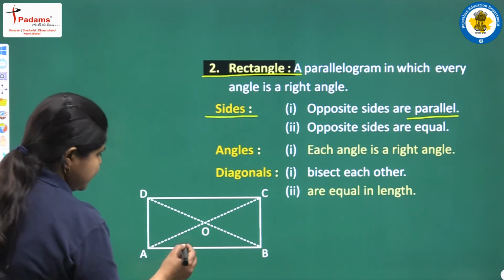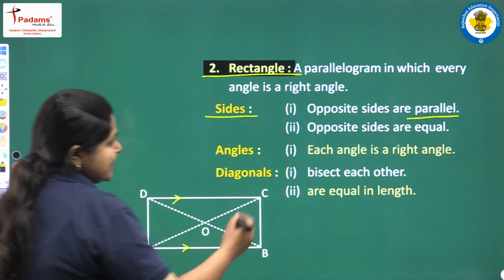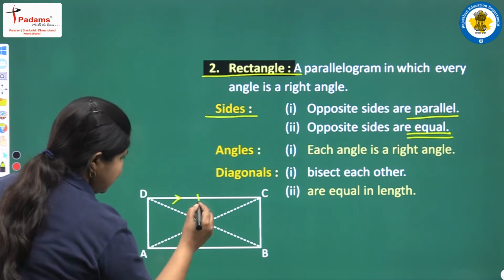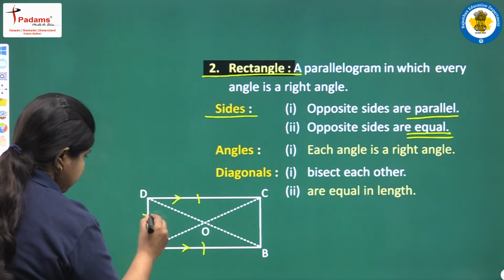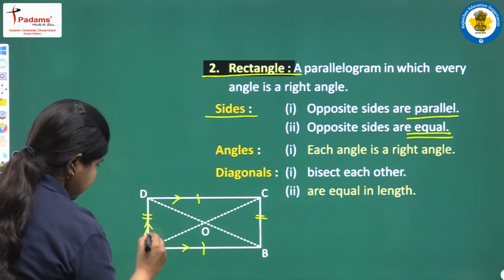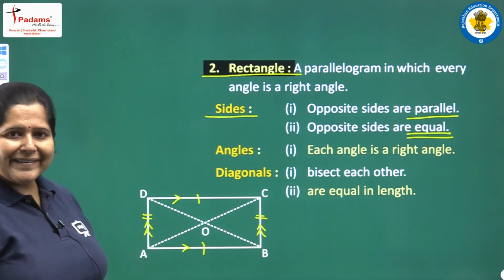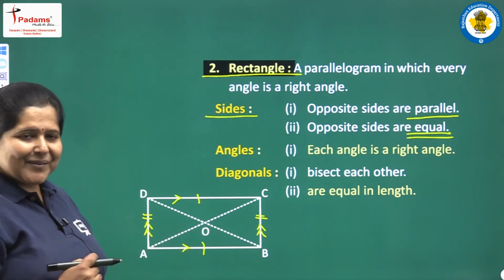We can see here this side AB is parallel to DC. The opposite sides are equal as they are in a parallelogram. DC and AB are equal. Here AD and BC are equal. Also these two sides are parallel, AD and BC. So, these are the properties similar to that of a parallelogram.